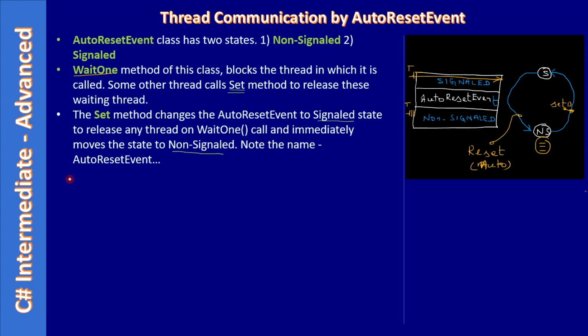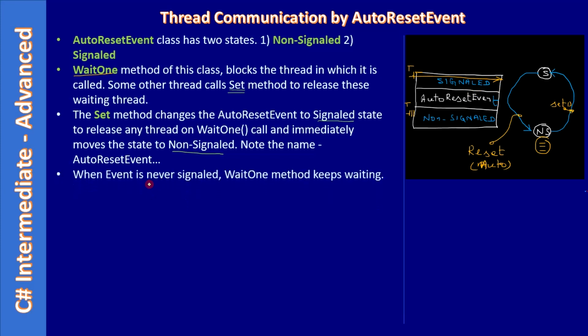So note the name AutoResetEvent. So that's why we call this object an AutoResetEvent. You will set the object. Set the object means you will set the object to signaled state, and the object automatically moves to non-signaled state. So in that gap, any waiting thread will get access to the resource.